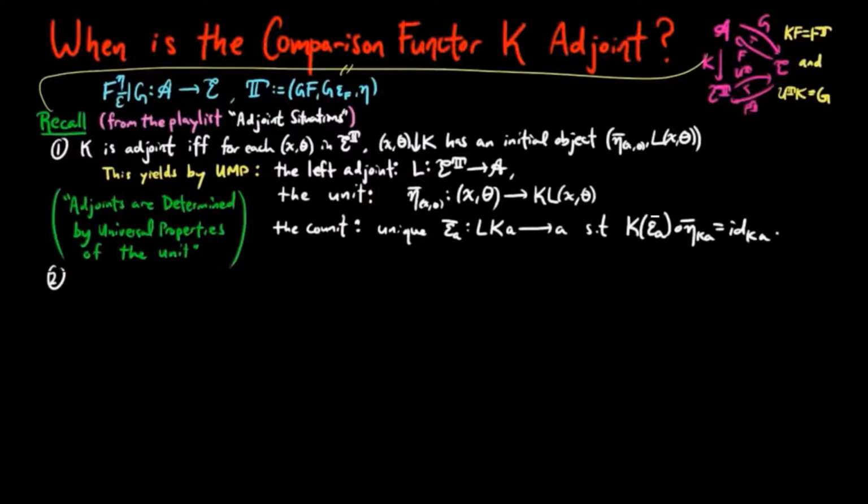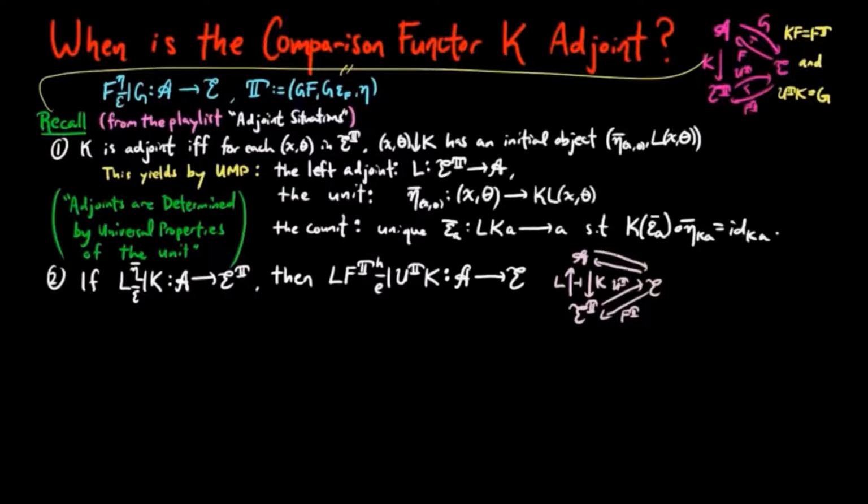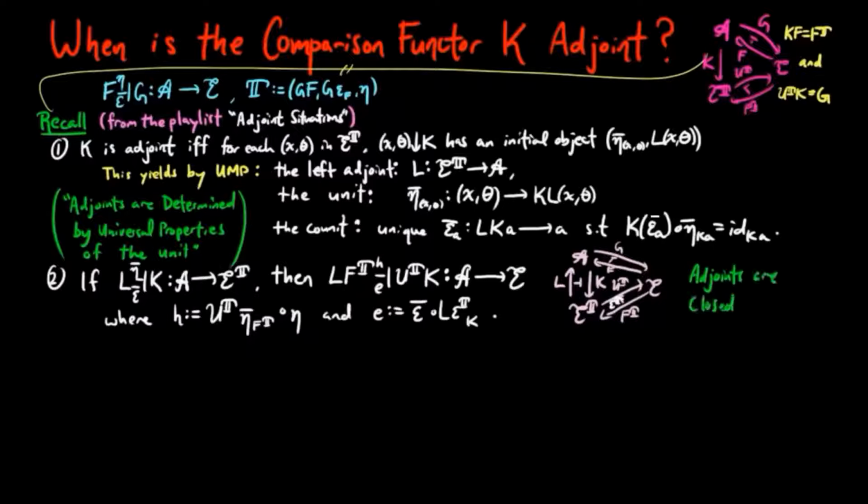The second result we recall is that if L ⊣ K is an adjoint situation, then L F^T ⊣ U^T K is an adjoint situation, where the unit H is given by U^T η-bar F^T η, and the co-unit E is given by ε-bar L ε^T K. This is covered in the video Adjoints are closed under composition.